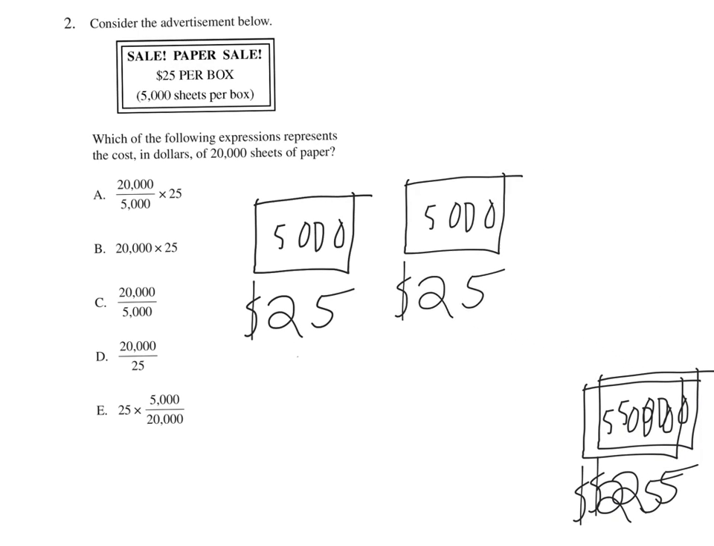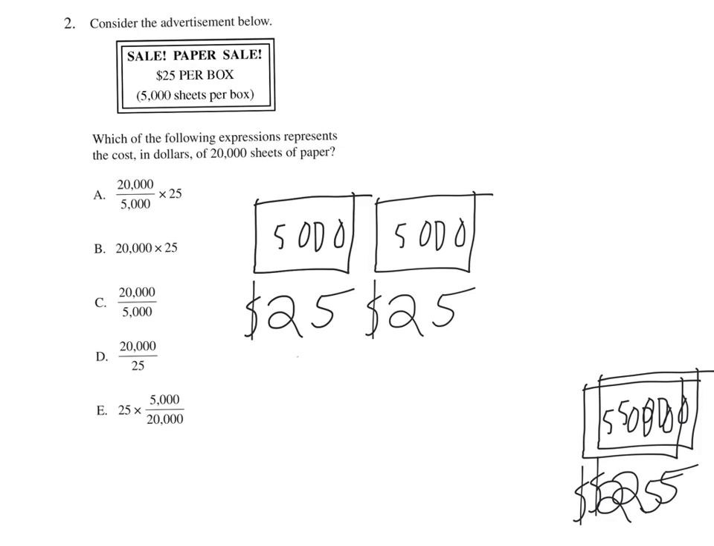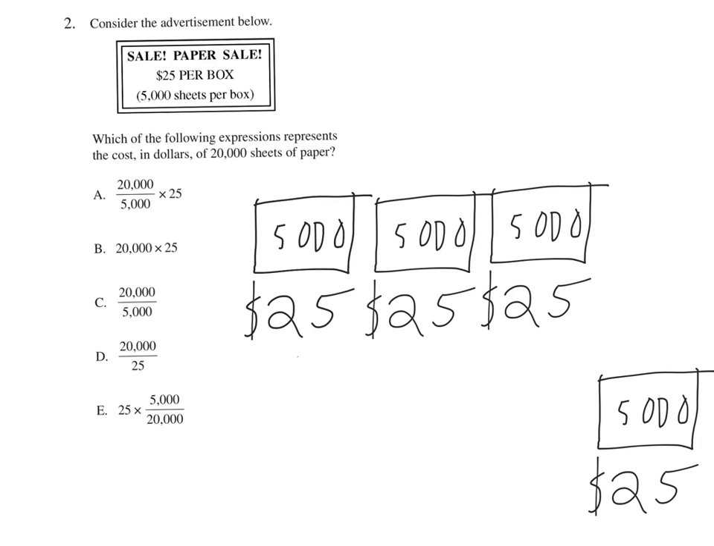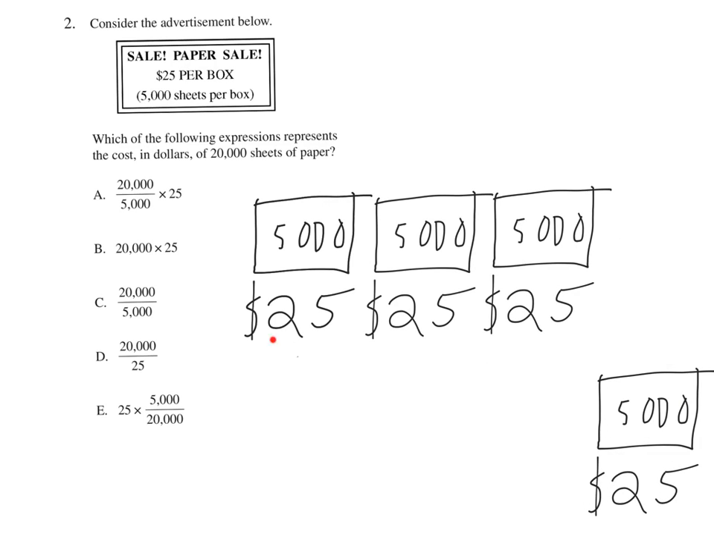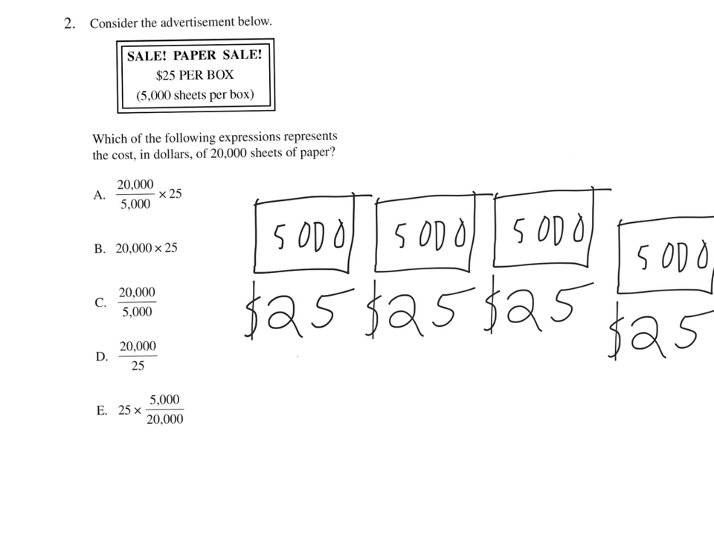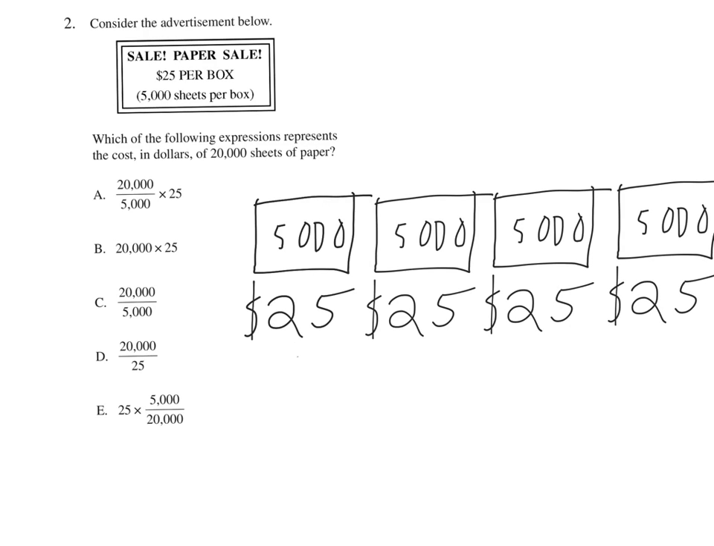So if I put a second box up here, now you can do this math in your head. 5,000 and 5,000 is 10,000. And 25 and 25 is 50. So it's $50 for 10,000 sheets. Then we can draw another one and see that it is $75 for 15,000 sheets. And finally, when we get to 20,000 sheets, it's $25 for each of the 5,000s. It's going to be $100. So A was the correct choice all along.